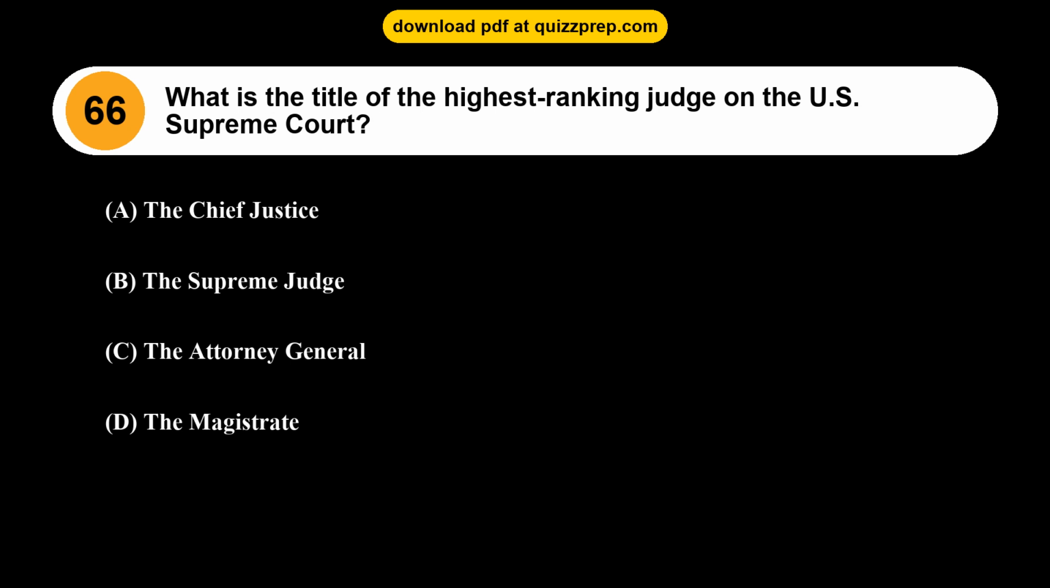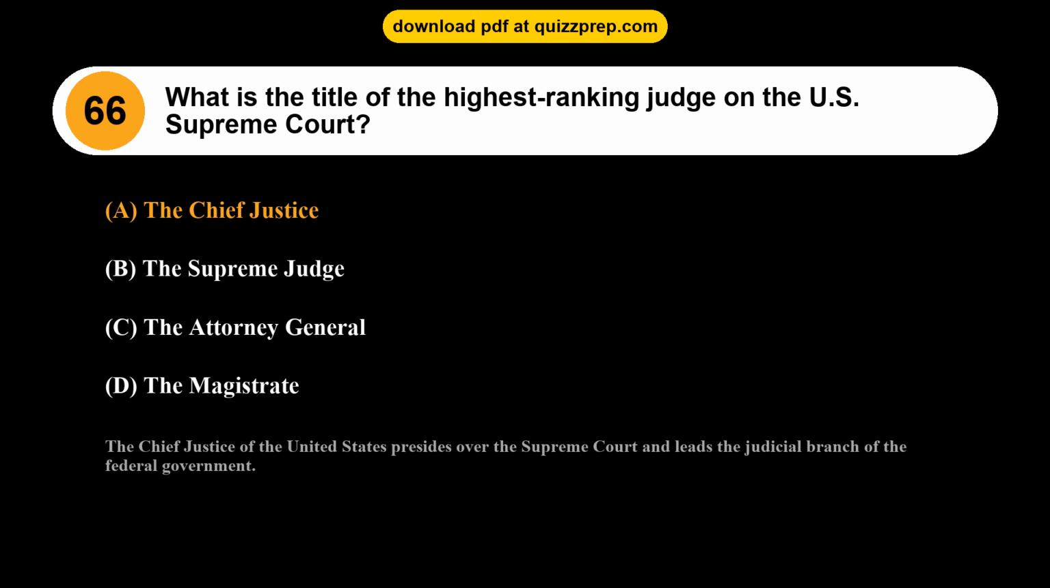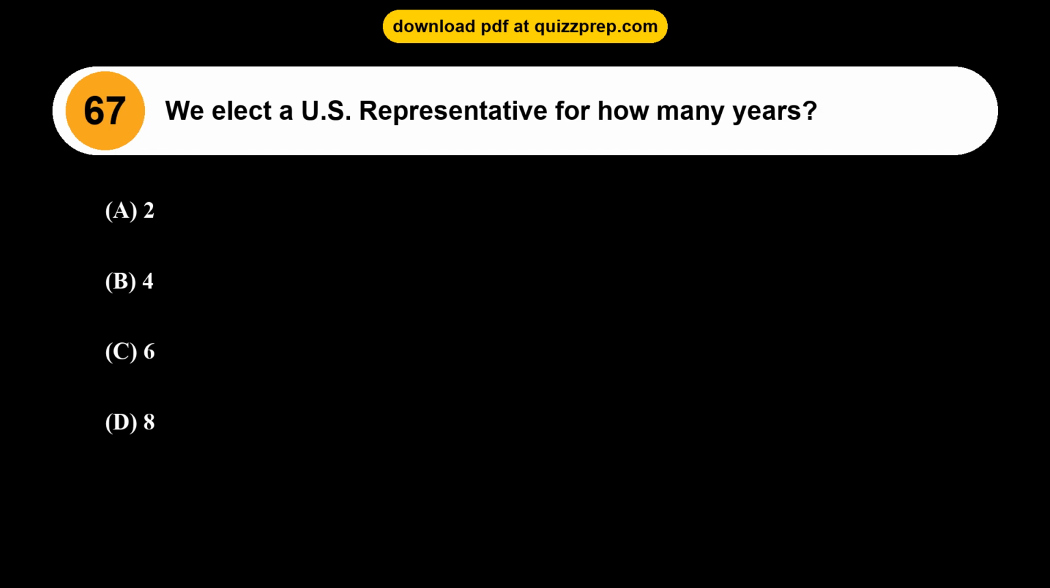Question 66. What is the title of the highest-ranking judge on the U.S. Supreme Court? Option A. The Chief Justice. Option B. The Supreme Judge. Option C. The Attorney General. Option D. The Magistrate. The correct answer is option A. The Chief Justice. The Chief Justice of the United States presides over the Supreme Court and leads the judicial branch of the federal government.